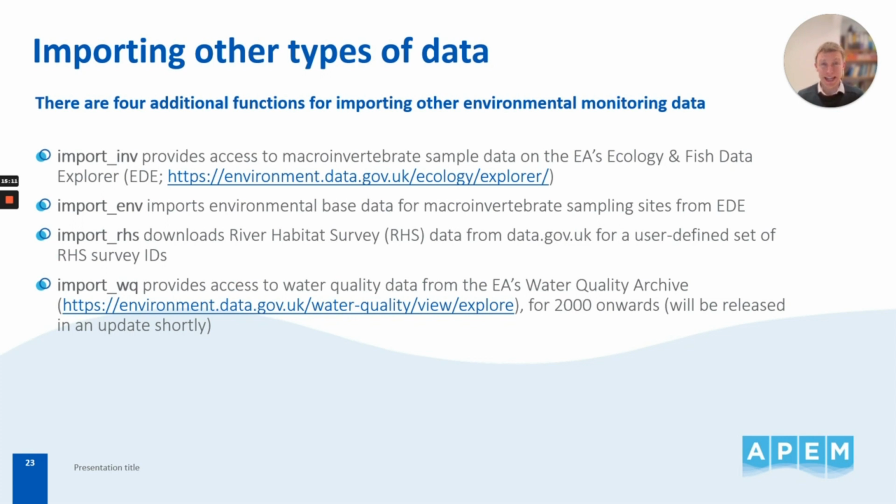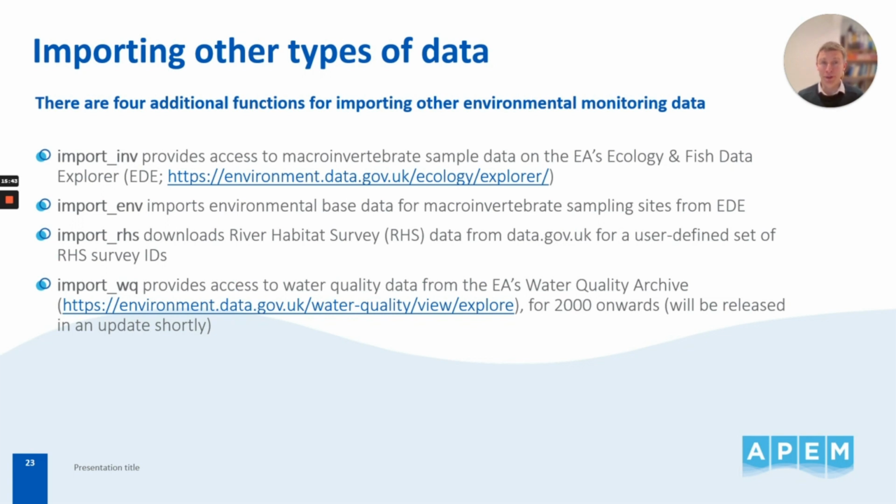The import env function imports the environmental base data that's associated with those macroinvertebrate sampling sites. So that tells us information about the physical characteristics of those sampling locations. Thirdly, we have the import RHS function, which downloads river habitat survey data, which is hosted on DEFRA's open data platform. Again, we can do this for a user-defined set of RHS survey IDs.